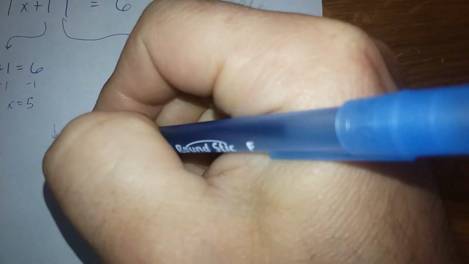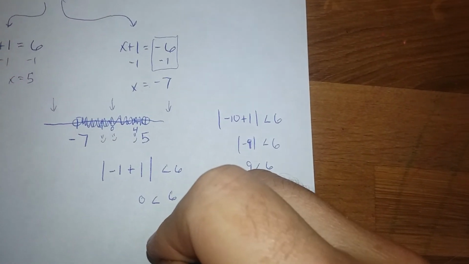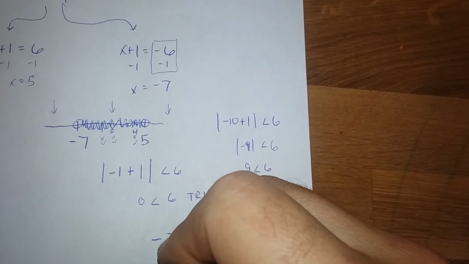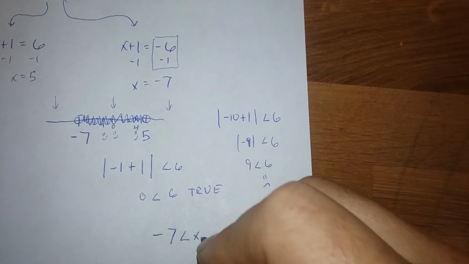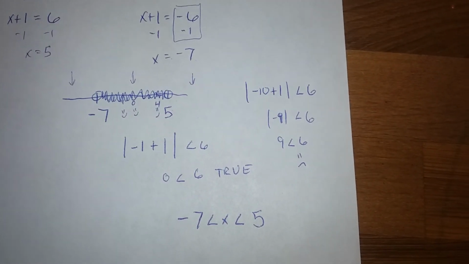It's a good thing we tested these values so that we know that our final answer is x is greater than negative 7, but less than 5. And that's how we write our final answer.